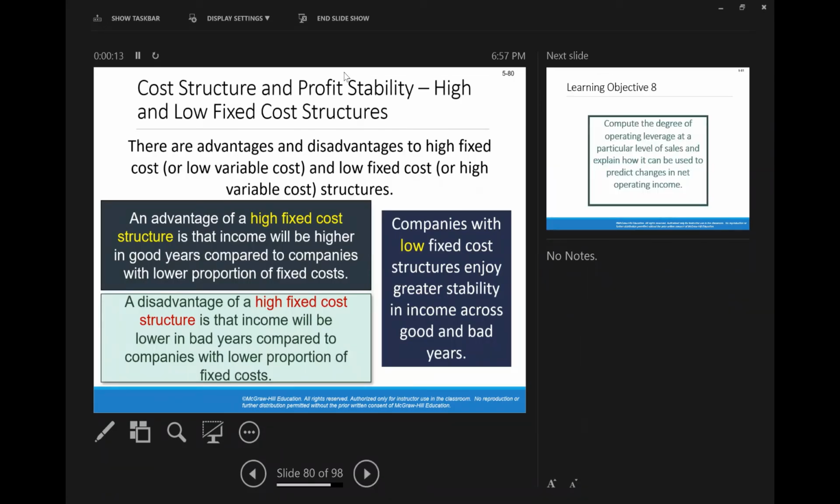Okay, so we have cost structure and profit stability, so high and low fixed cost structures. Last semester, I didn't talk about this. I just kind of skipped it. But it was one of the 10 questions that they wanted me to put on the last test, so I guess I have to go over it.